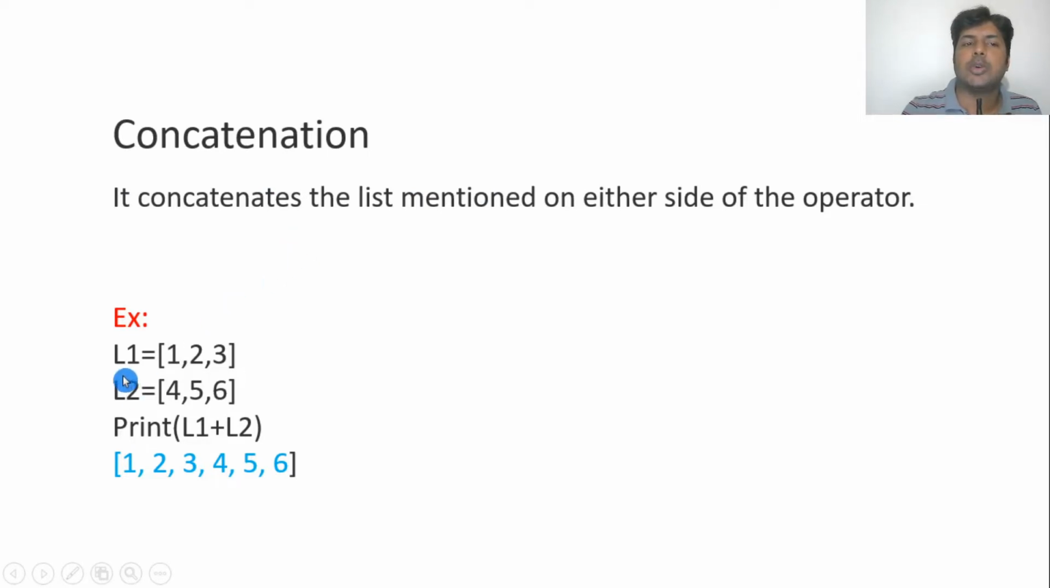You can see here I have created L1 list which contains 1 2 3, L2 list 4 5 6. Now I have said print L1 plus L2. As I said, the plus symbol is a concatenate operator. So what will this plus symbol do? It will join L1 and L2. And you can see here the output 1, 2, 3, 4, 5, 6. So it has joined L1 and L2. Nice, right? So let us see a small example in Python.